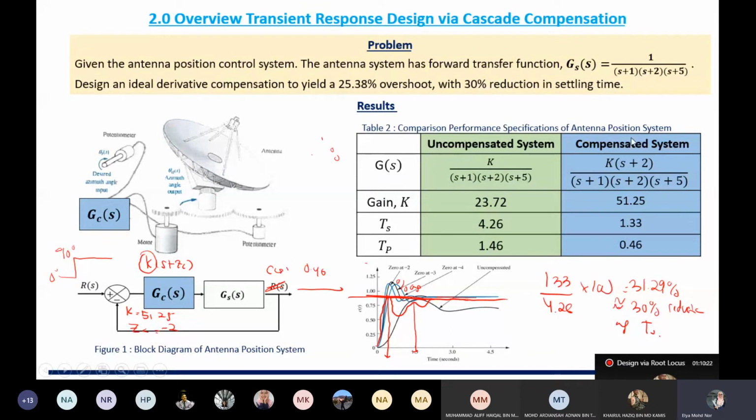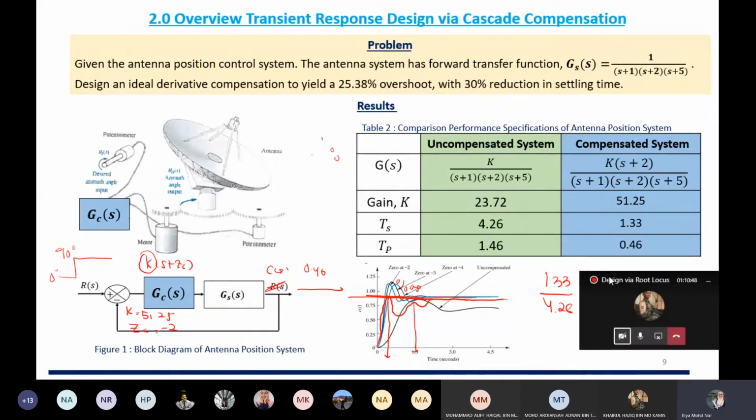But if you have the compensated system, it means that you design the controller and tune it to 51.25 gain, and you have the zero at -2, you are able to make the antenna move to the desired position of 90 degree at a faster time, which is 1.33 seconds. So that's what it means. Okay? So far so good?